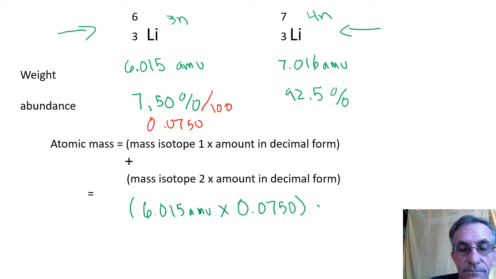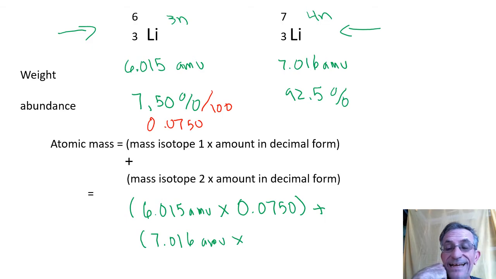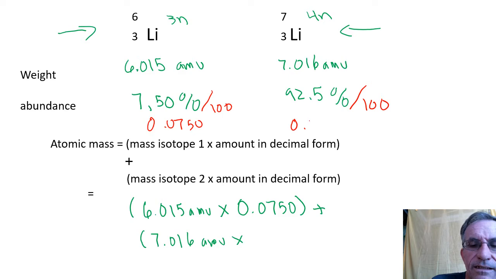That's the number I'm using, the amount as a decimal, 0.0750. Now, we're going to do that for the second isotope too. We're going to take the weight of lithium-7, which weighs 7.016 AMU, and we're going to multiply it times the amount of it we find in the world, 92.5%. So again, I can't use that. You have to have it as a decimal number. So you could either think I'm going to move the decimal over twice to the left, or you could think I'm going to divide it by 100. If you divide it by 100, you get 0.925. And that's what we would use.